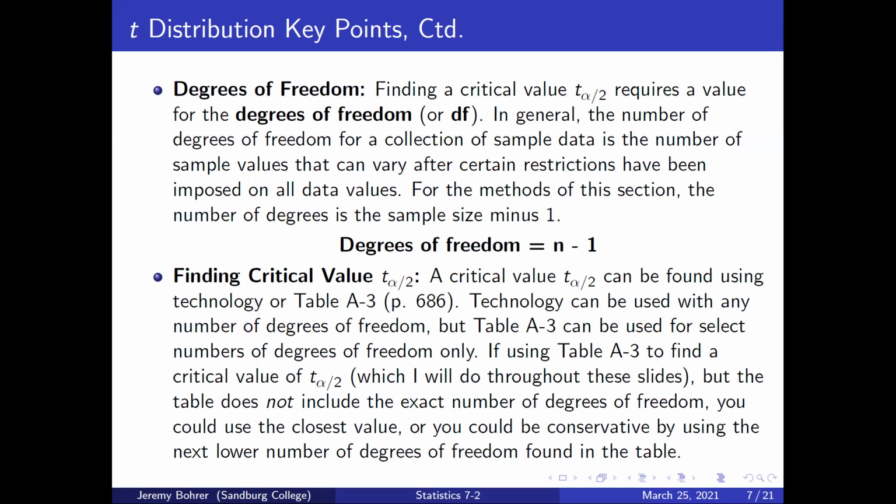Using table A3 to find a critical value of t sub alpha over 2, which I will do throughout these slides, but the table does not include the exact number of degrees of freedom. You could use the closest value, or you could be conservative by using the next lower number of degrees of freedom found in the table.